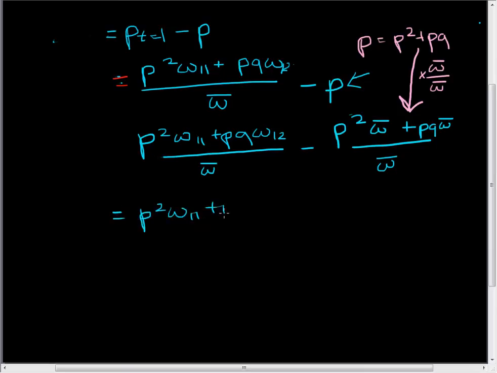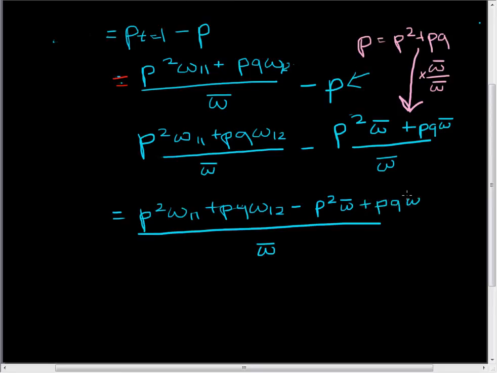Okay, so now that we've got everything with the same denominator, we can simplify stuff a little bit. Omega 1 1 plus PQ, omega 1 2. We're going to put the whole thing with average omega at the bottom. So minus P squared average omega plus PQ average omega. Okay, so now we've got some common terms here that we can divide out, and we're going to divide out this P over average omega. So we're going to take P out of each of these terms.